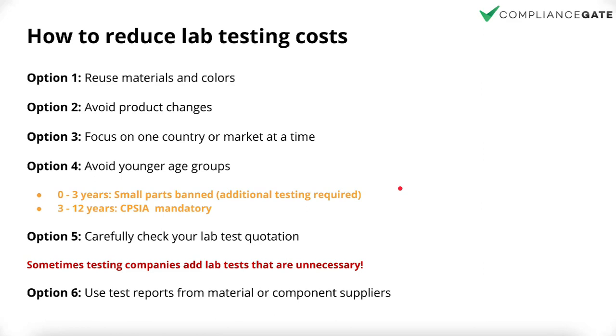Option 6, that could be to use test reports from material or component suppliers. Notice that I'm not mentioning manufacturers here, because as I explained in a previous webinar about compliance when importing products from Asia, you cannot, for various reasons that I'm not really going to go into in this webinar, expect to receive test reports even for private label products from the average Chinese or Vietnamese supplier. Simply doesn't work that way.